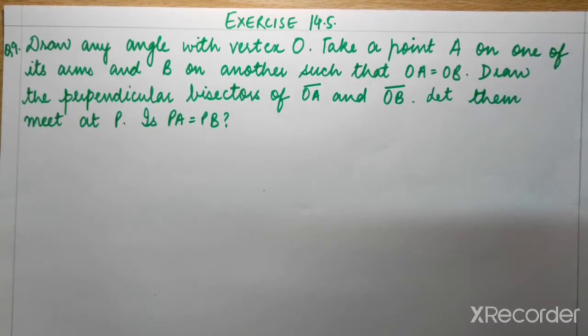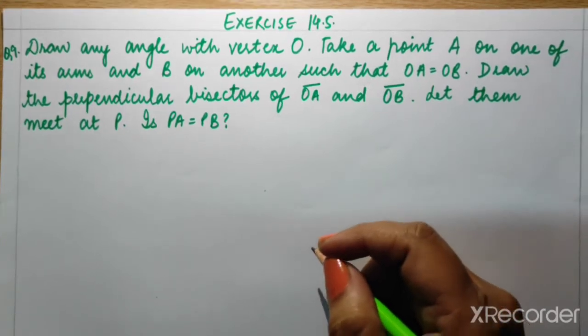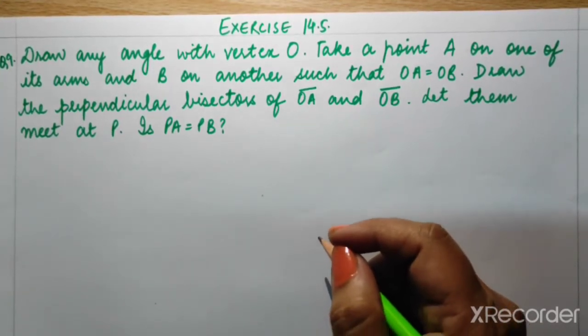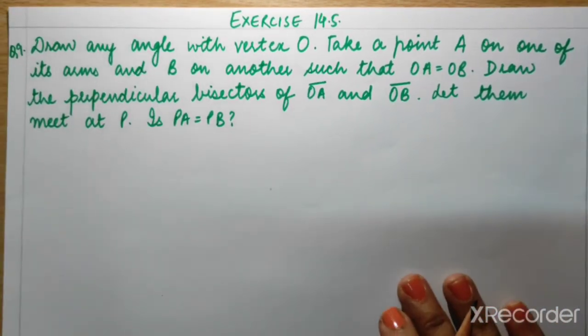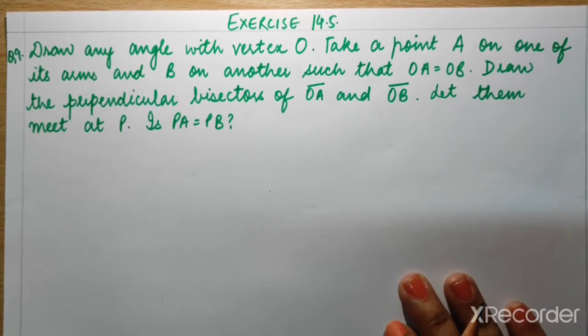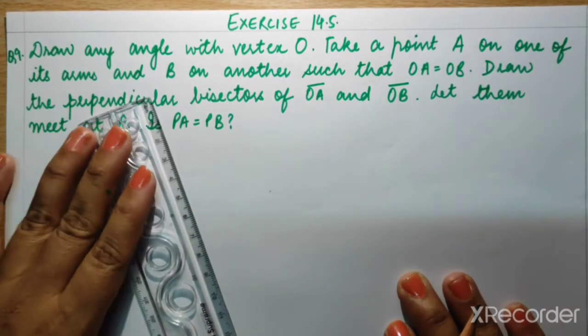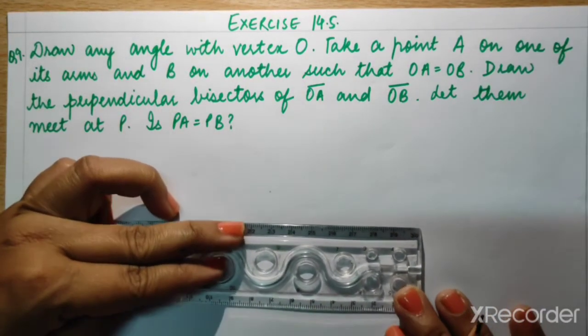First, you have to draw any angle with vertex O. Students, you can draw any angle, but it is advisable in this question to take an obtuse angle in the first attempt because it will give us more space to do the work. Otherwise you can draw any acute angle or right angle or any other angle also. So I am going to draw an acute angle first.